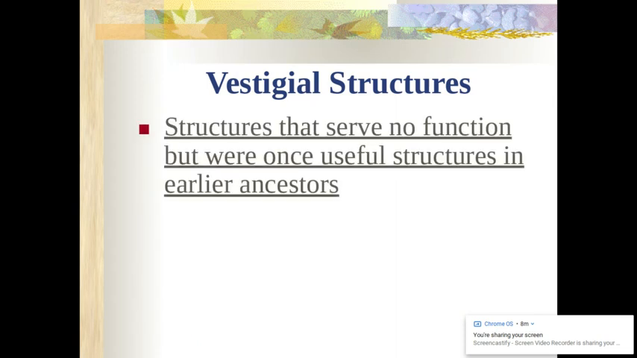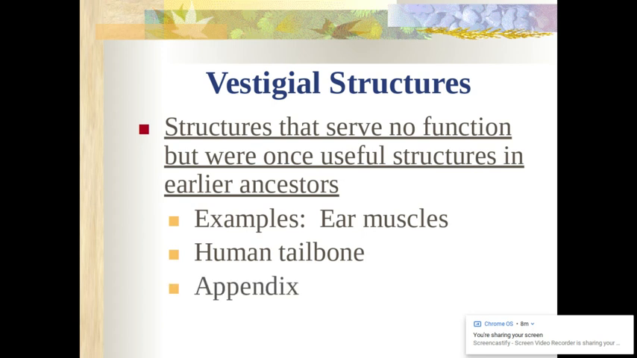Vestigial structures serve no function but were once useful to early ancestors. Pause to write this down. I'm trying to go quickly here. Ear muscles, human tailbone, and appendix.